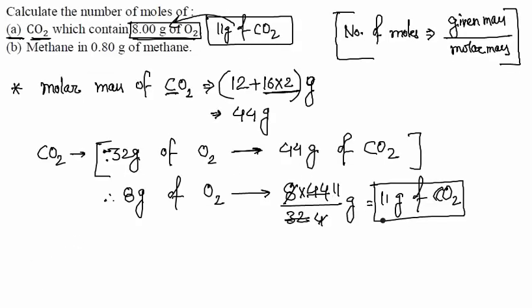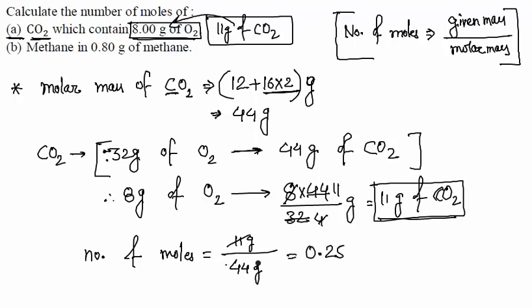So you have 11 gram of carbon dioxide, and now how to find the number of moles? Pretty simple. Number of moles is given mass, that is 11 gram, upon molar mass, that is 44 gram, and that will be 1 upon 4, that is 0.25 moles. So the first part is over.